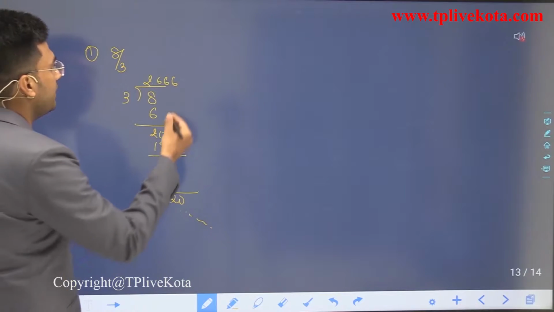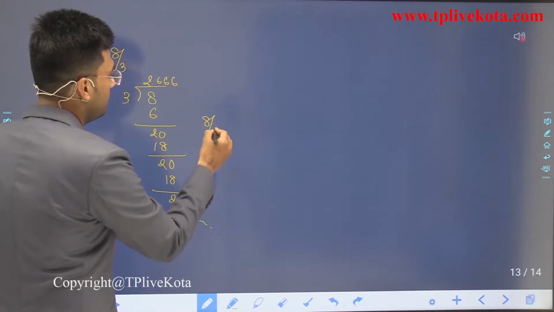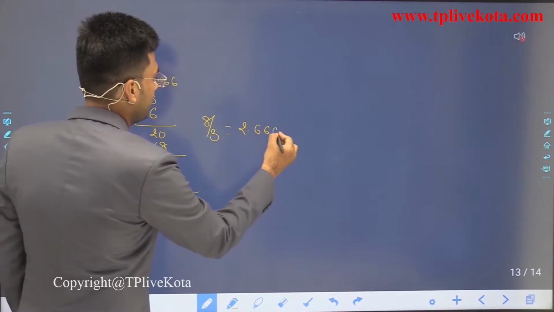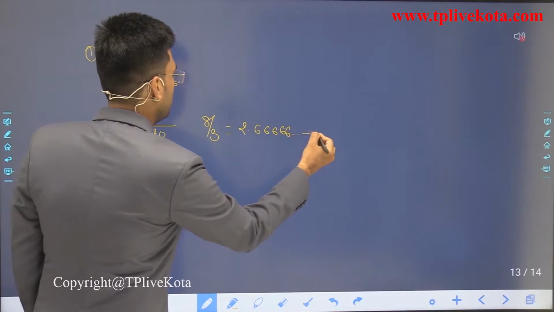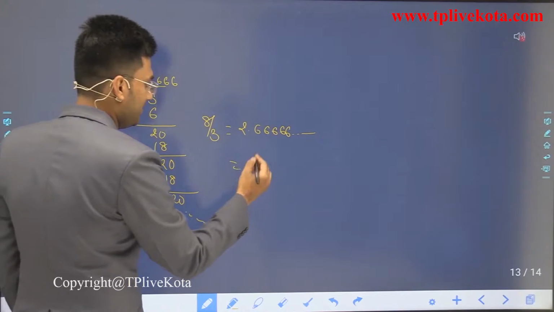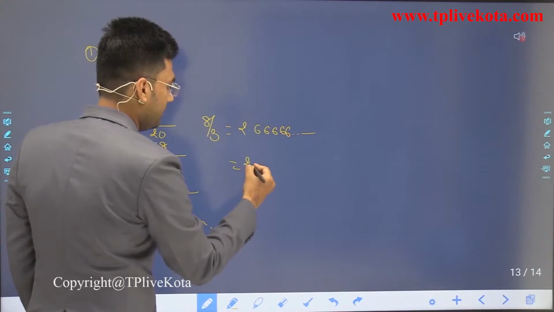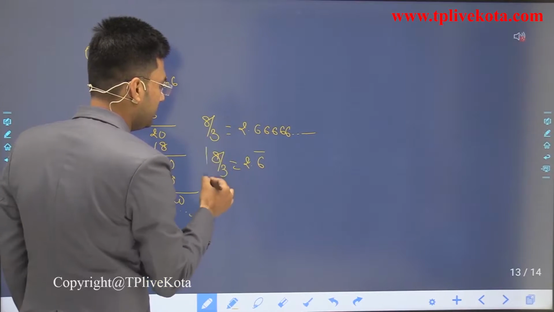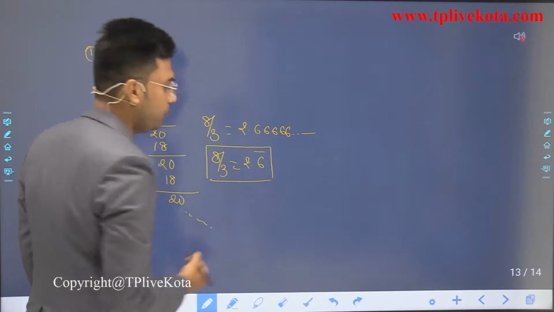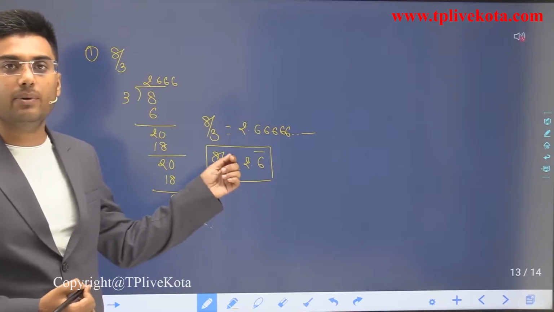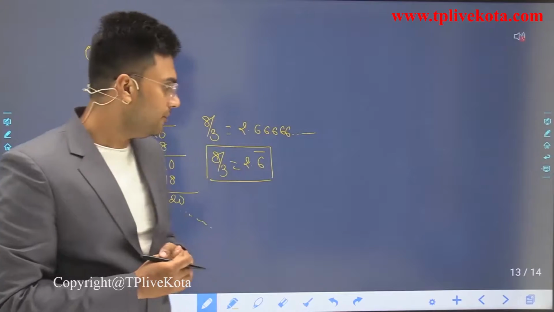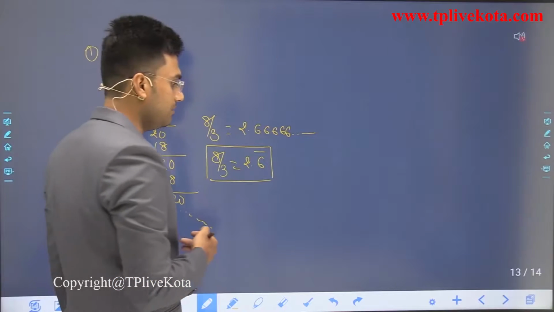So we can write 8 by 3 as 2.66666, and this goes on, or this repeating digit can be written as 2.6 bar. So 8 by 3 is equal to 2.6 bar, and here the bar represents that the digit is repeating infinitely. Okay, now let's take one more example.